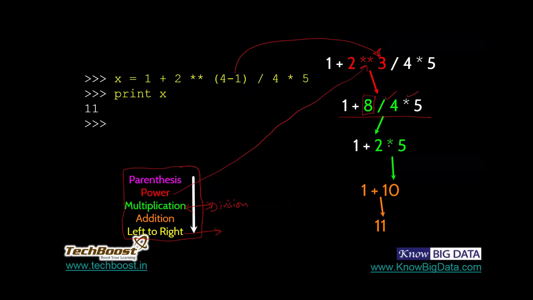Finally our expression is this. Now, addition and multiplication: who will be given priority? The multiplication. 5 into 2 is 10, and at the end the addition, which gives 11. I hope this explains how the evaluation of an expression takes place, and at the end we get the value reassigned to the variable.